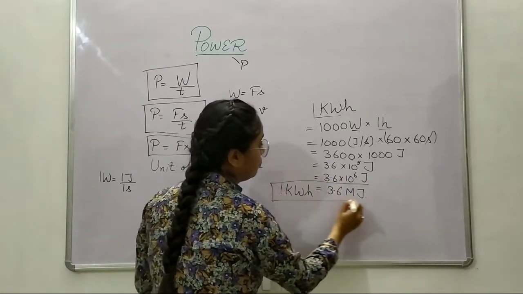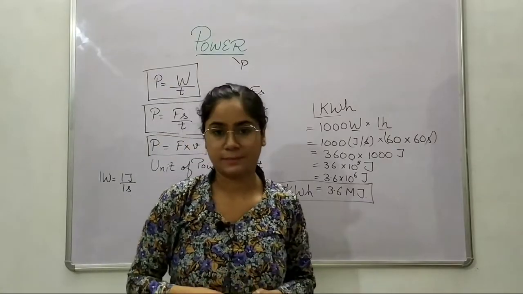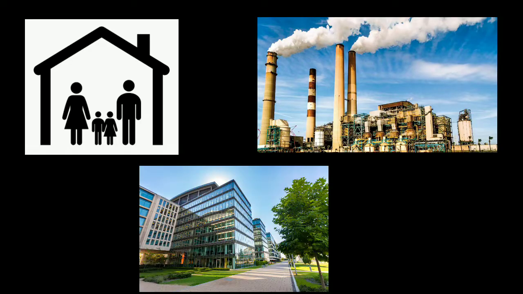Now there is some information about 1 kilowatt hour for you. Why do we use it? Well, kilowatt hour is also called the Board of Trade unit, or simply a unit, which is used in households, industries and commercial establishments for measuring electric energy consumption. For example, if an electric heater of 1 kilowatt power is used for 2 hours, it consumes 2 kilowatt hours, or you can say 2 units of electric energy.